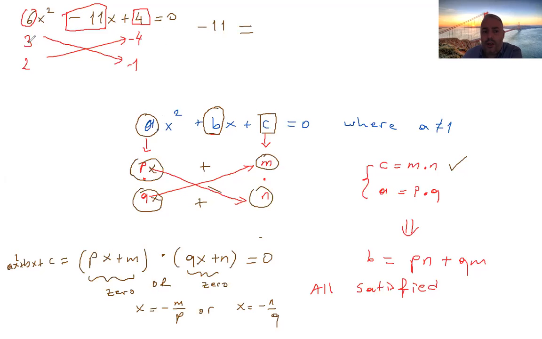of the cross product. So 3 times -1, cross product, sum, 2 times -4. If this is satisfied, that means I am done. So is it satisfied? What is 3 times -1? -3. And what is 2 times -4? -8. So what is -3 minus 8? -11. So that means it is satisfied, right? Yes.